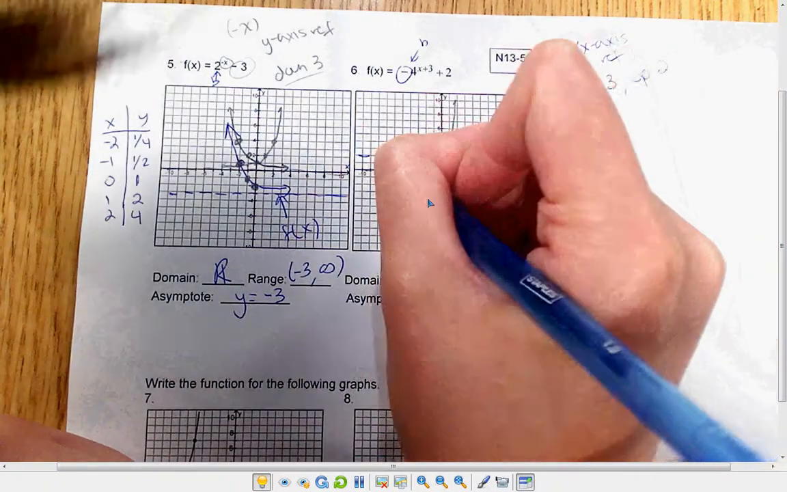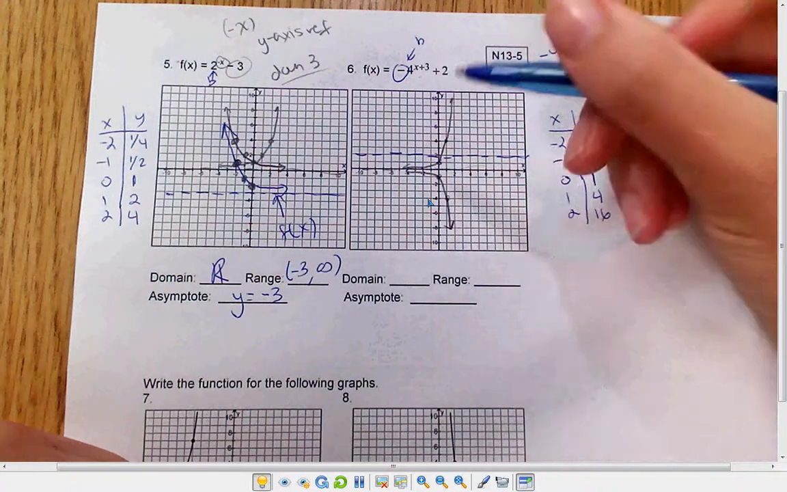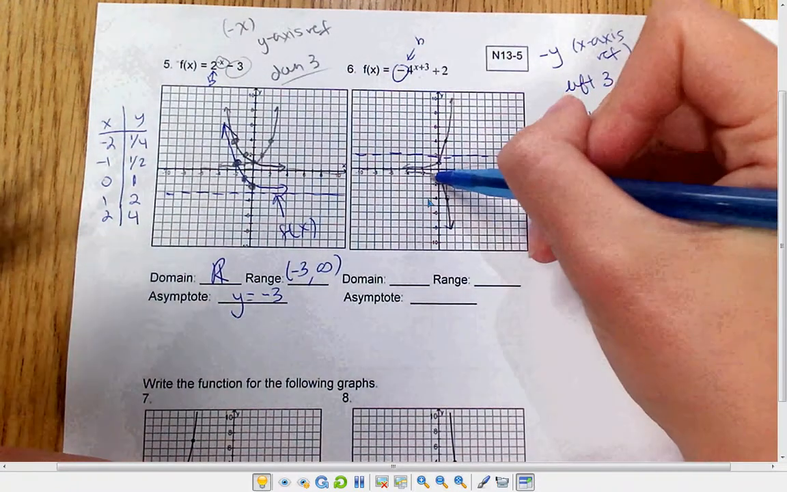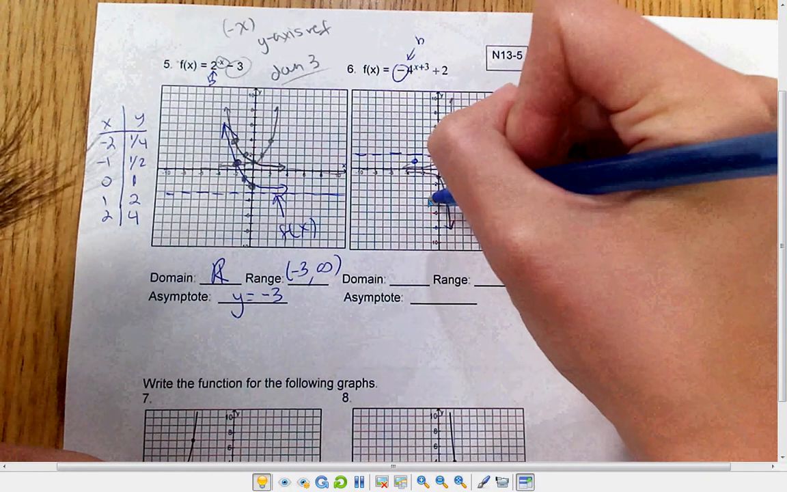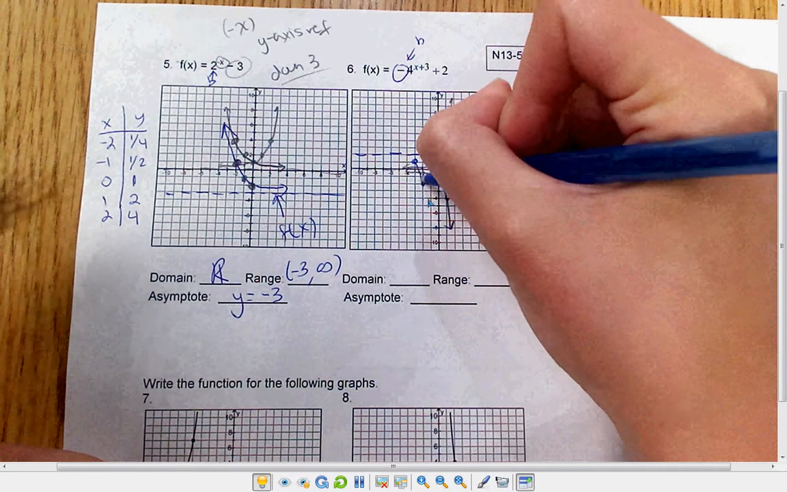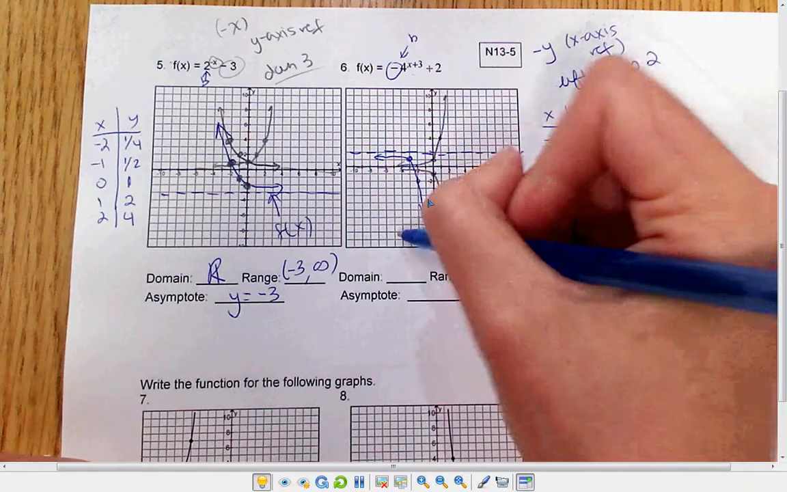So first of all, my asymptote moves up 2. So now it's up here. All my points move left 3. So 1, 2, 3, up 2. And this one also moves 1, 2, 3, up 2. Connect those points. Approach the asymptote. And this is my f of x.